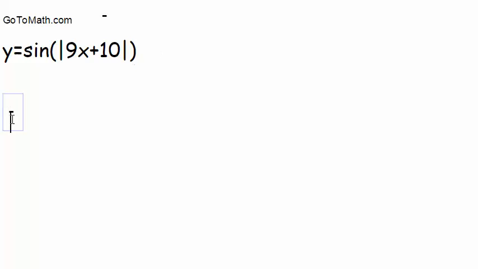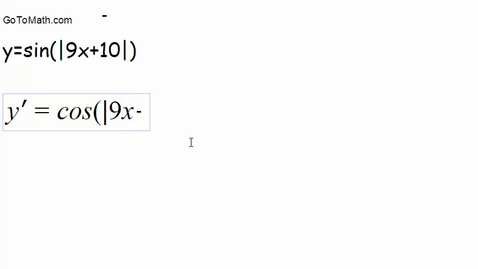So the first thing we're going to do is, of course, write y prime. And we take the derivative of sine. The derivative of sine is cosine. And then we end up rewriting everything that's in the parentheses here. So that's going to be 9x plus 10. And then what we'll do is take the derivative of the inside.